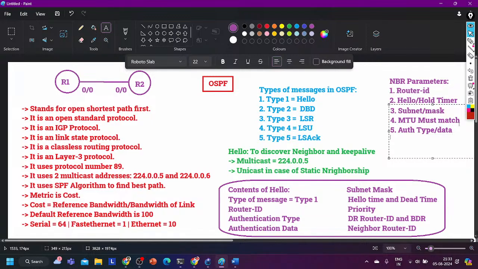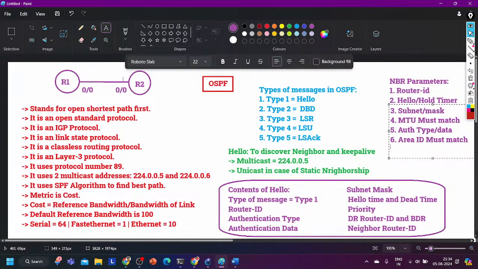Then there are some flags in OSPF, and we will learn about those flags. The stub flag must match. Leave the flags for now because I don't want to confuse you, but when I discuss the flags, I will tell you that the flag bits should also match. Then the area ID must match. If the area ID is different on router number 1 and router number 2, these two routers are not going to form a neighborship. In EIGRP, the AS number should match; in OSPF, the area ID should match.